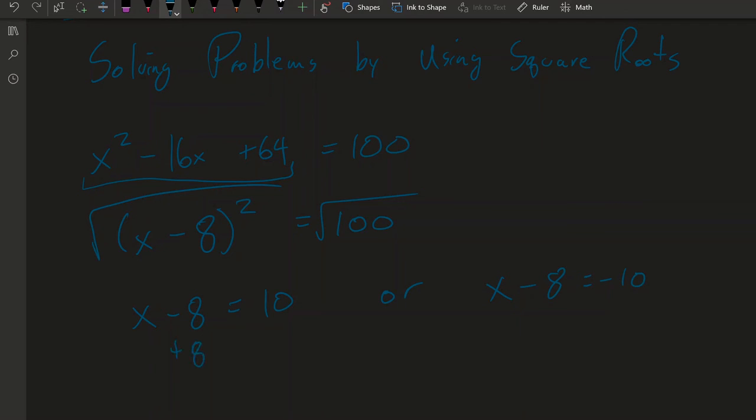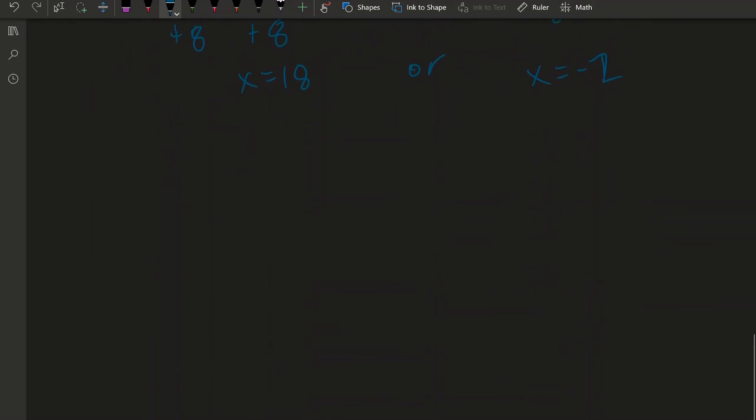Then I can add 8 to both sides to get x equals 18, or add 8 to both sides to get x equals negative 2. Expressing my answer in proper notation, I would say x equals 18 comma negative 2 inside squiggly brackets.